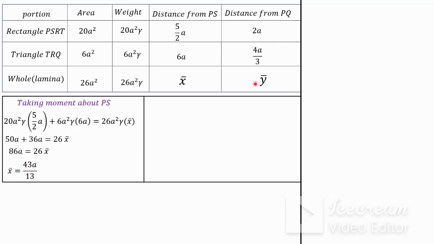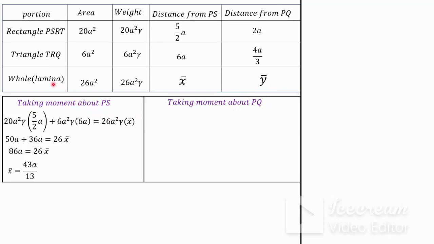Getting also the value of y bar, that is the distance from PQ of the center of mass of the lamina, what are we going to do? In order to get the value of y bar, we are going to take moment about PQ. So taking a moment about PQ in order to determine y bar, what are we going to obtain?